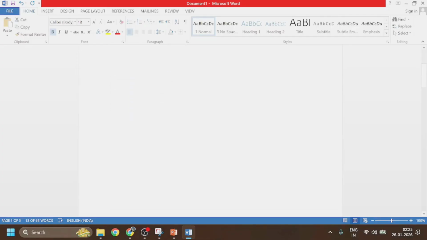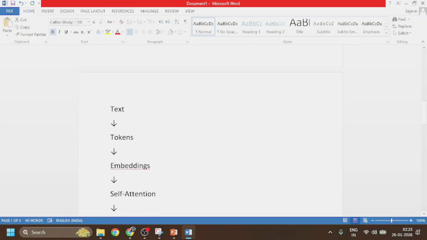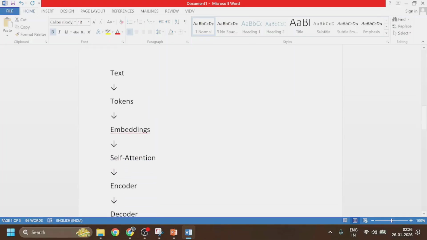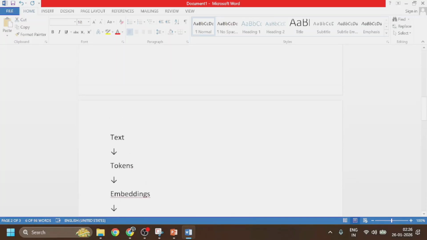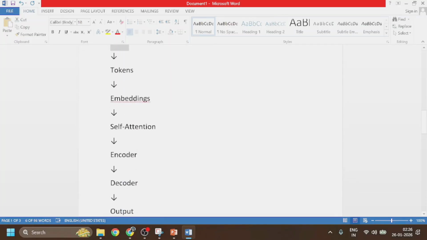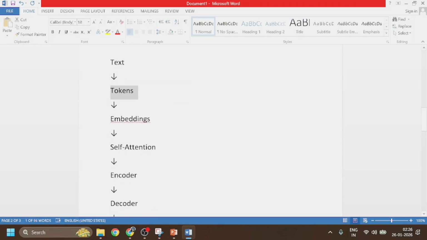Here you can see another diagram. This is horizontal, or you can write it vertically: text, tokens, embedding, self-attention, encoder, decoder and output. First of all, I need to take the text, that is, I love programming in Python. After this I need to do tokenization, converting the text into tokens.